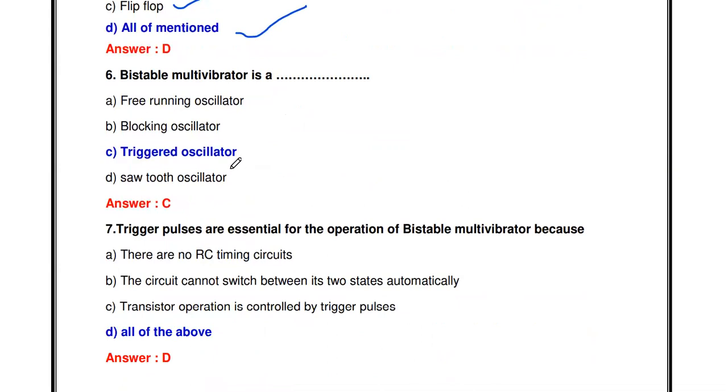Then the bistable multivibrator is a dash: free running oscillator, blocking oscillator, triggered oscillator, sawtooth oscillator. It's a triggered oscillator. Bistable is not free running; astable is free running. It's not a blocking oscillator. It's a triggered oscillator because only after giving a trigger pulse does a state change occur, and we get some waveform at the output.